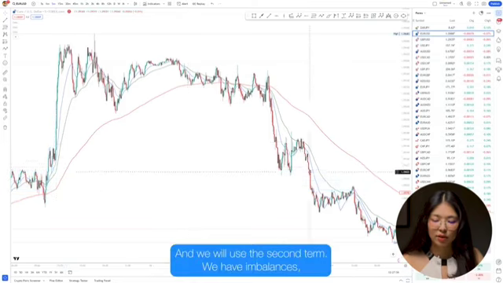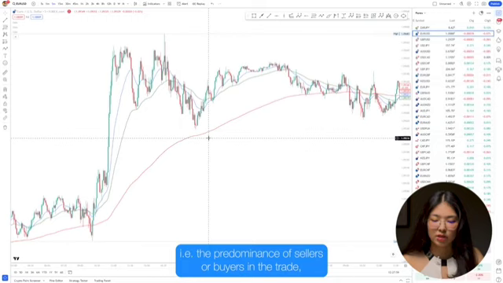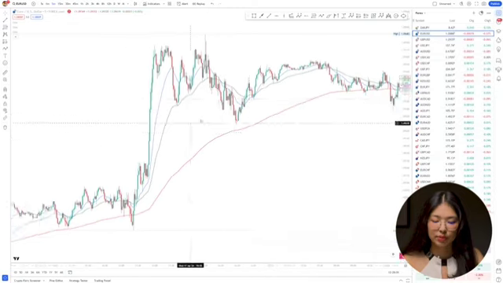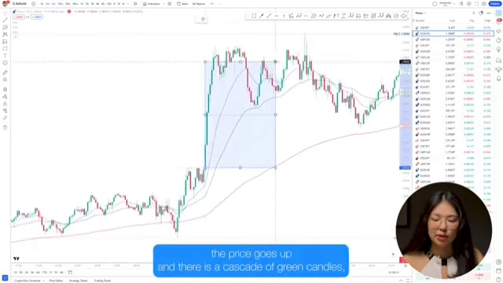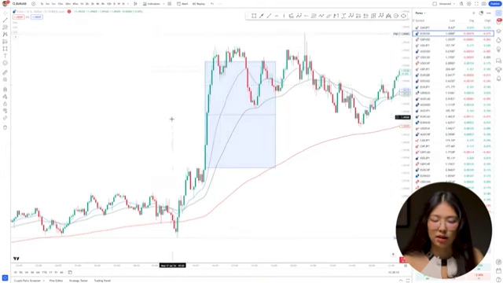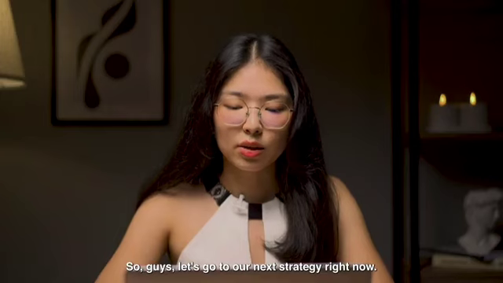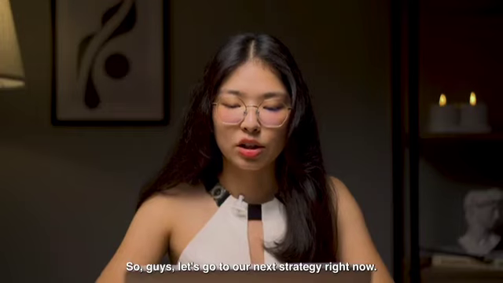And we will use the second term, imbalances, the predominance of sellers or buyers in the trade. The difference is supply and demand volumes. Like here we have a lot of buyers and no sellers. The price goes up and there is a cascade of green candles. This is an imbalance. So guys, let's go to our next strategy right now.